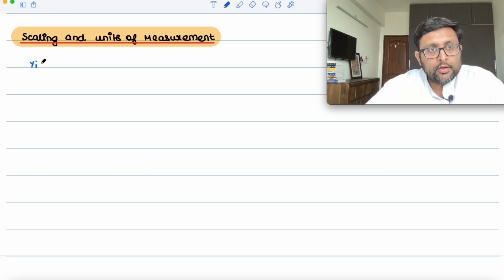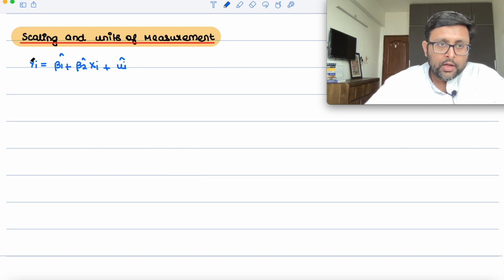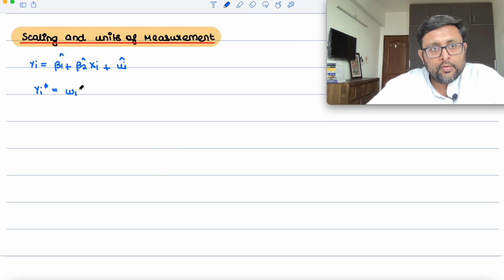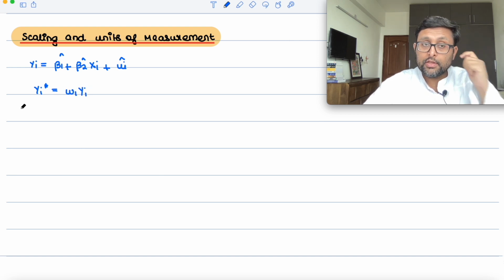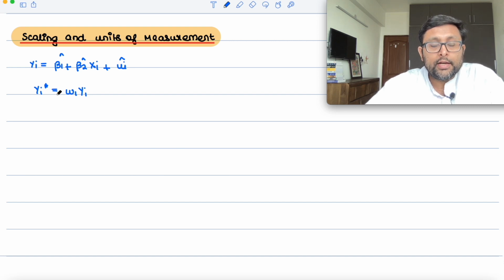So let's say our initial model is this: yi is equal to yi hat plus ui hat, that is yi hat is beta 1 hat plus beta 2 hat xi, plus ui hat. And suppose we write yi star, that is, we scale the dependent variable by w1. Now this w1 could be anything. You could multiply all of these dependent variables by 10, or you can divide all of these variables by 10. So in that case w1 is going to be 1 by 10, right?